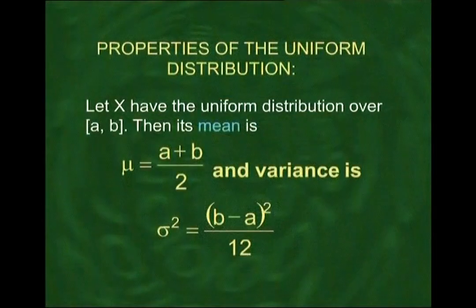And what about the variance? As you now see on the screen, the variance of the uniform distribution over the interval a to b is equal to b minus a whole square over 12. Once again, you can verify it by first finding the variance by the general formula, E of x square minus E of x whole square, and later finding it by this simple formula that I presented, and you will see that they are one and the same.